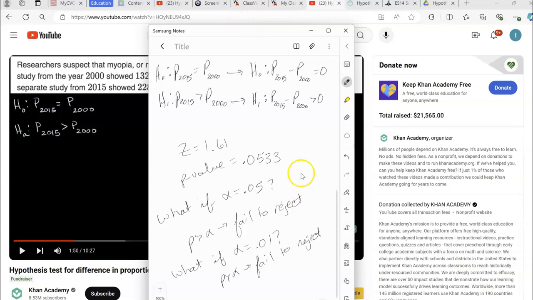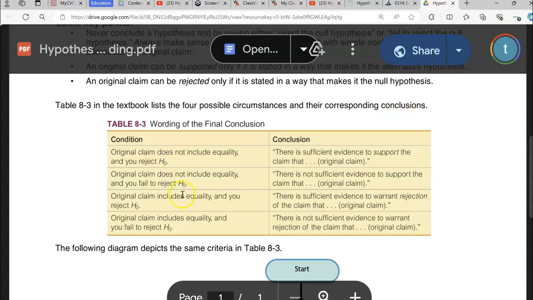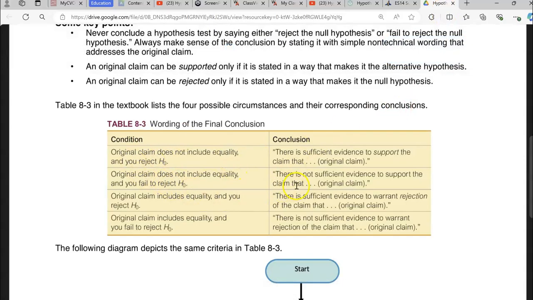But what if they wanted it to be a little more loose? What if alpha was 0.10? Then our p-value is less than alpha, and then we would reject. So it would really just depend on what they wanted for alpha. And then we could use our table from Triola, or from our book, to help us figure out how we would phrase that final conclusion.